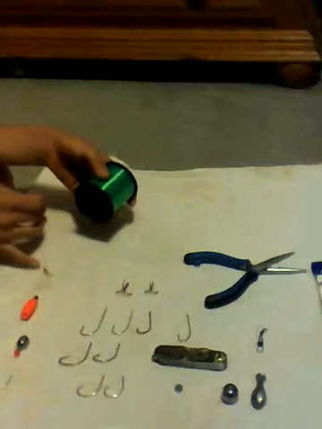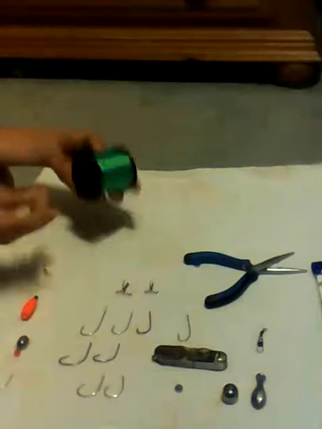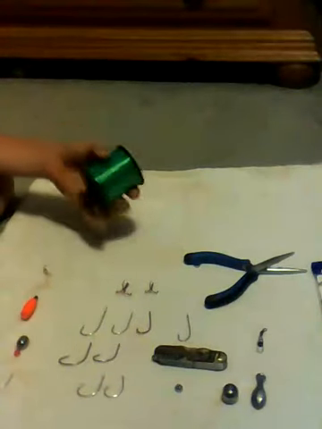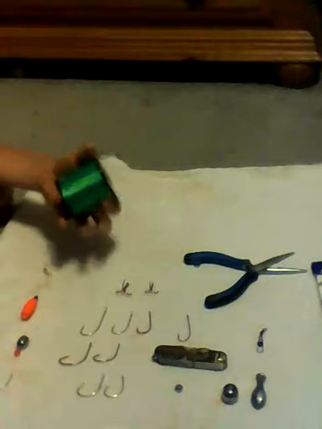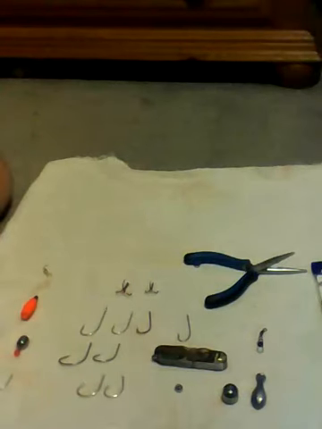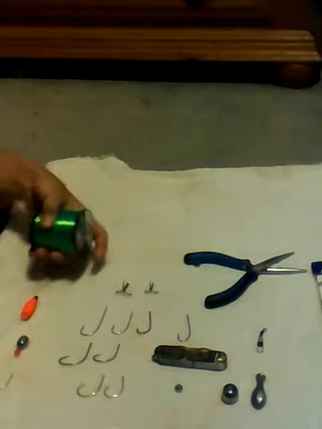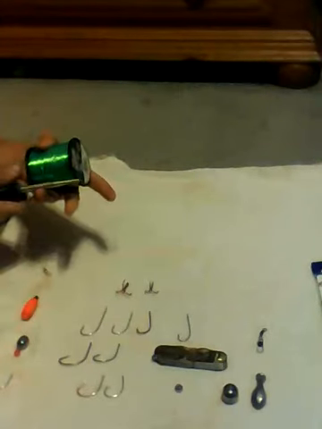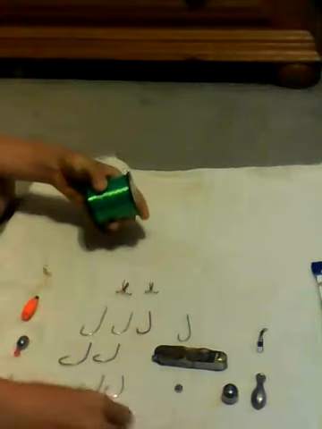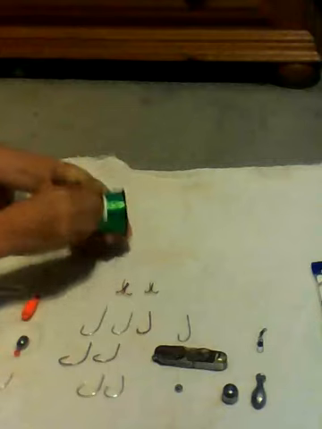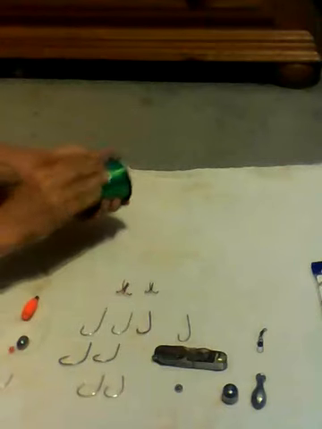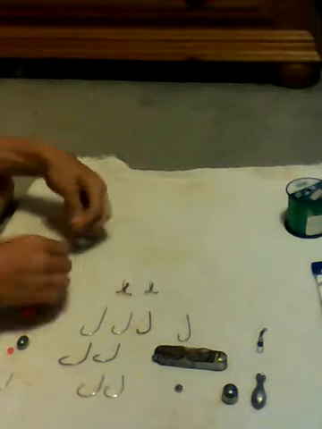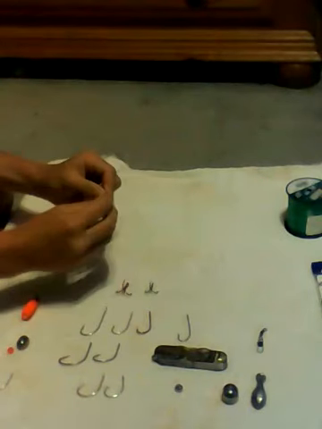This is all going to go on your barrel swivel, so you want to get about an arm length of line. Then you want to cut that with your pliers. I've got this tape on there to keep the line. All right, you want to take this.